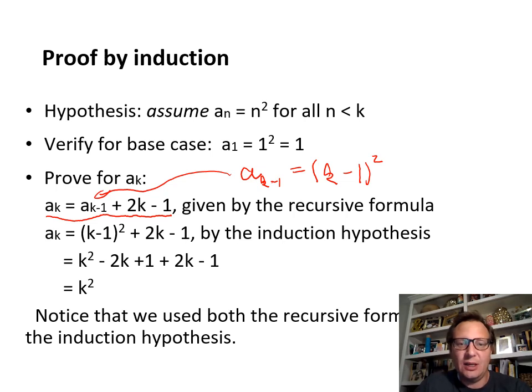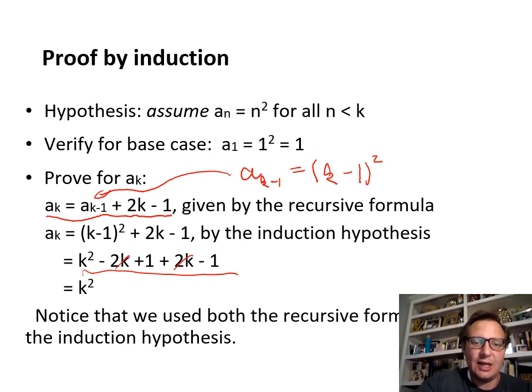And now when we expand k minus 1 squared, we get this expression. And here minus 2k and 2k cancel, as well as plus 1 and minus 1. And we get that a of k is equal to k squared, which is what we wanted to prove. One thing to notice here is that we use both the recursive form and the induction hypothesis to derive that a of k is equal to k squared. And that will be the case in all the proofs by induction that we are going to do this semester.